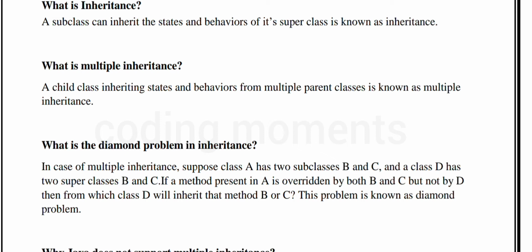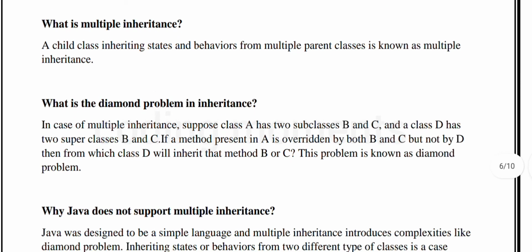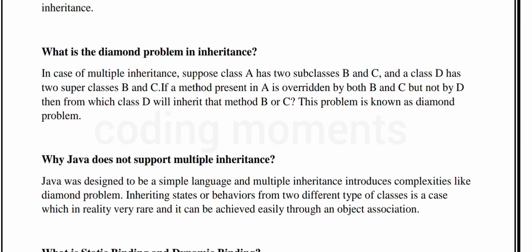In case of multiple inheritance, suppose class A has two subclass B and C and a class D has two superclasses B and C. If a method present in A is overridden by both B and C but not by D, then from which class D will inherit that method, B or C? This problem is known as diamond problem. Why Java does not support multiple inheritance?